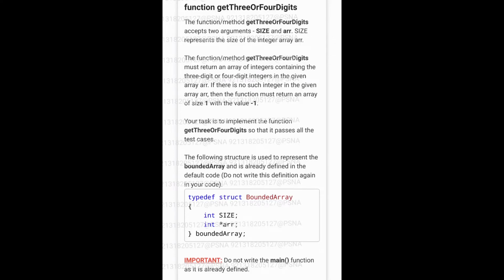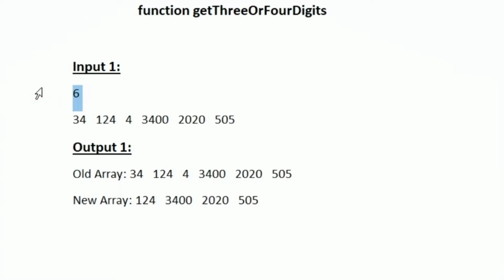This is the question asked in today's SkillTrack daily challenge. In the first line we have an integer which represents n. Here n is equal to 6, and then we are given an array of 6 integers. Now in this array we have to extract all the integers which have either 3 or 4 digits. So let us check each and every integer.